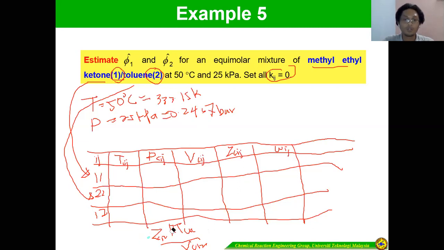This one you have to determine from the tables in the appendix. Please determine it from the appendix for methyl ethyl ketone as well as toluene. I think it's appendix B. So please determine first, and then you have to calculate PC, VCij, and ZCij.